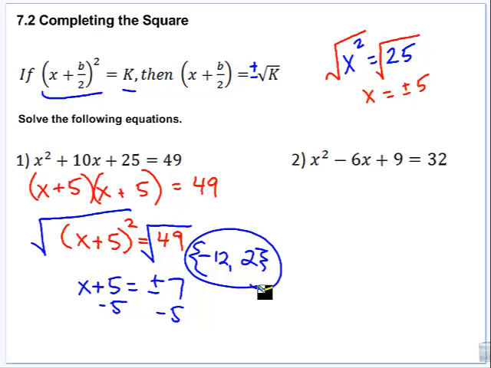Let's look at the second example. x squared minus 6x plus 9 is equal to 32. So we are going to factor this left-hand side.